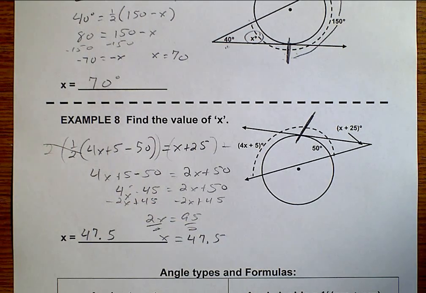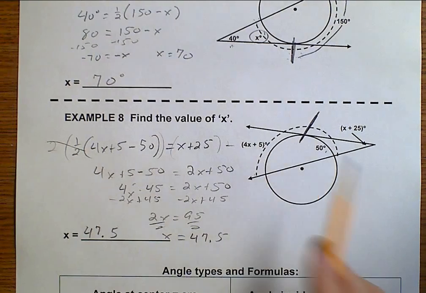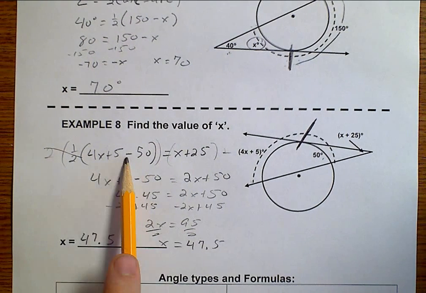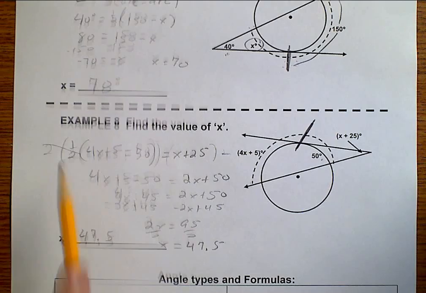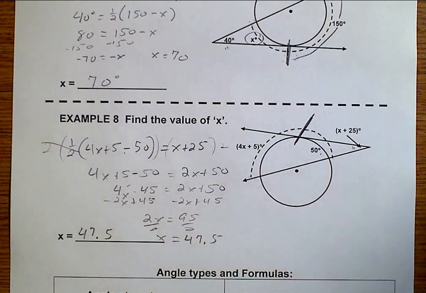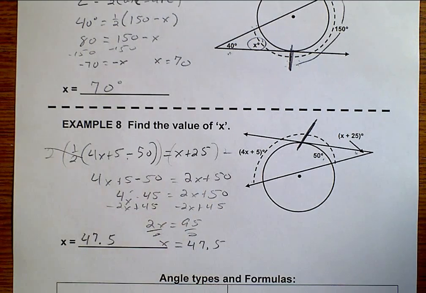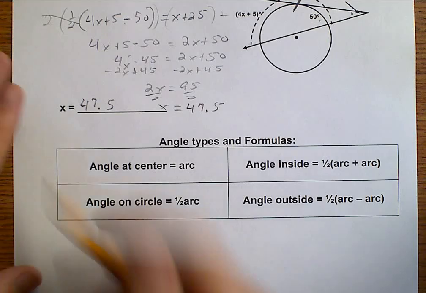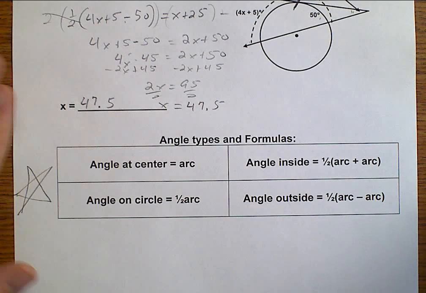So again, my two arcs subtracted divided by 2 equals my exterior angle. Set it up, use algebra to solve. And in case you forget, right here we have a shortcut on what formula you need.